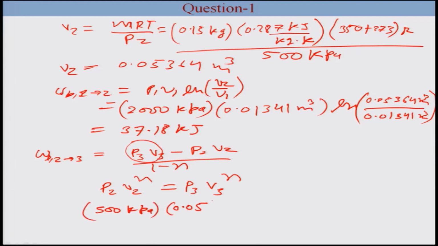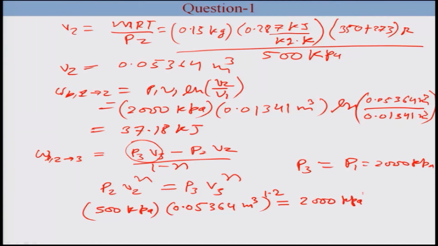V2 is 0.05364 meter cube to the power 1.2. This polytropic exponent is given to us. And P3, it is said that polytropic compression is done to the initial pressure. So that means P3 equal to P1, which is 2000 kilopascal. So putting this value here, and V3 that we need to calculate to the power 1.2. So from here we get V3 equal to 0.0169 meter cube.